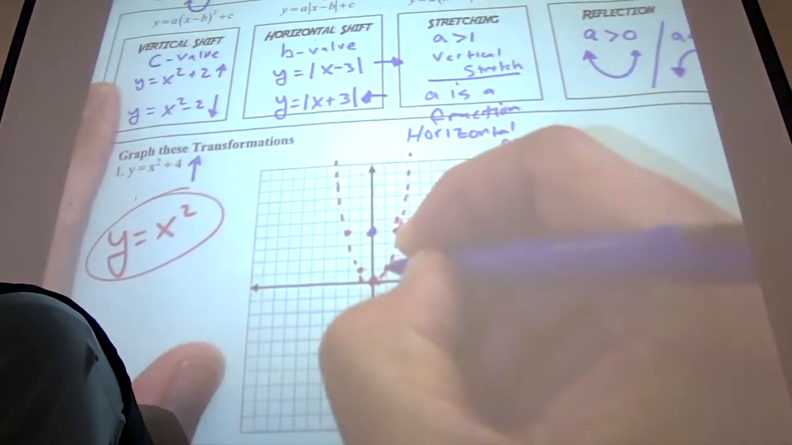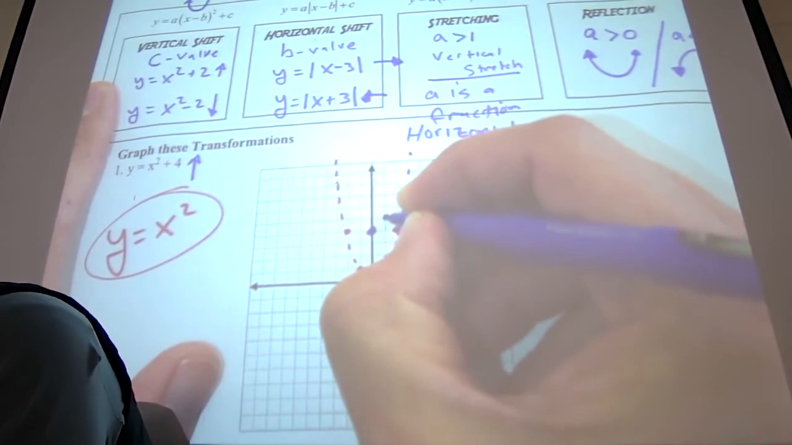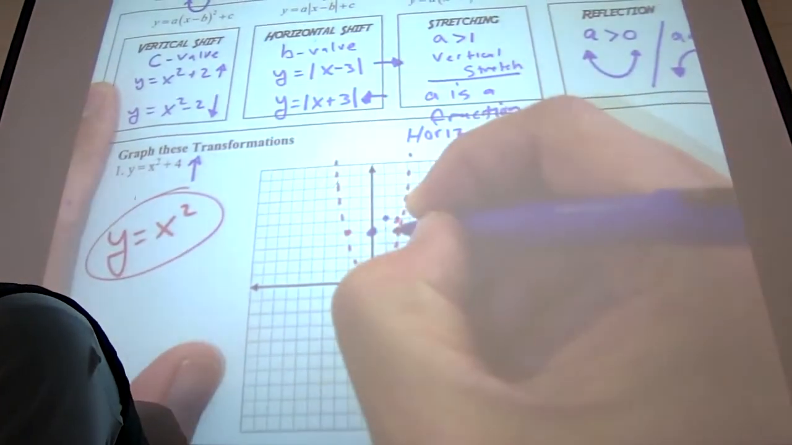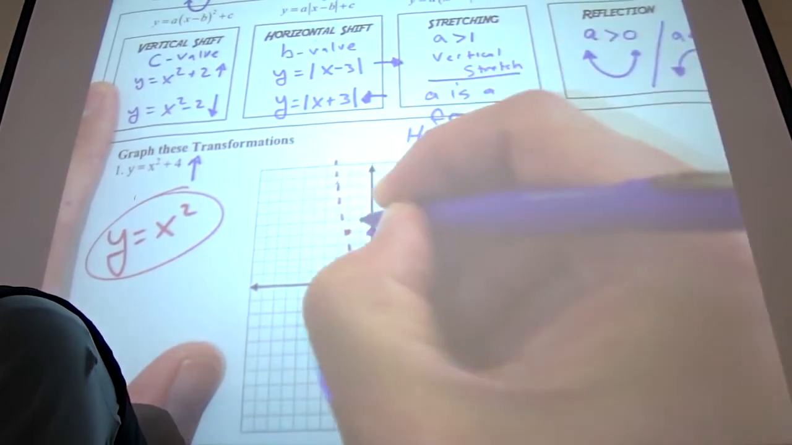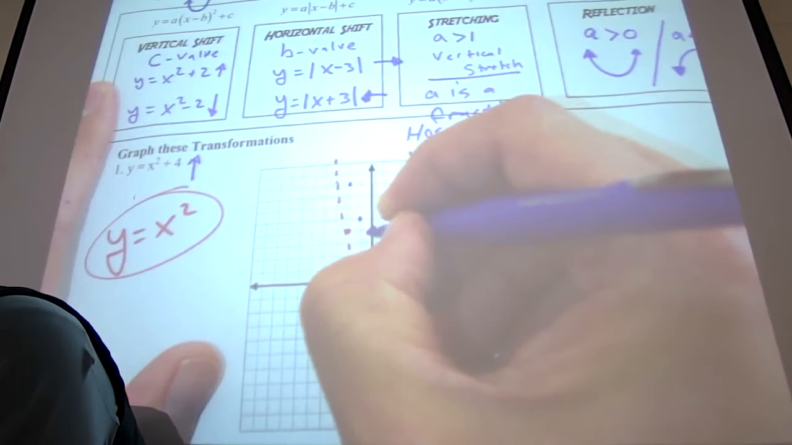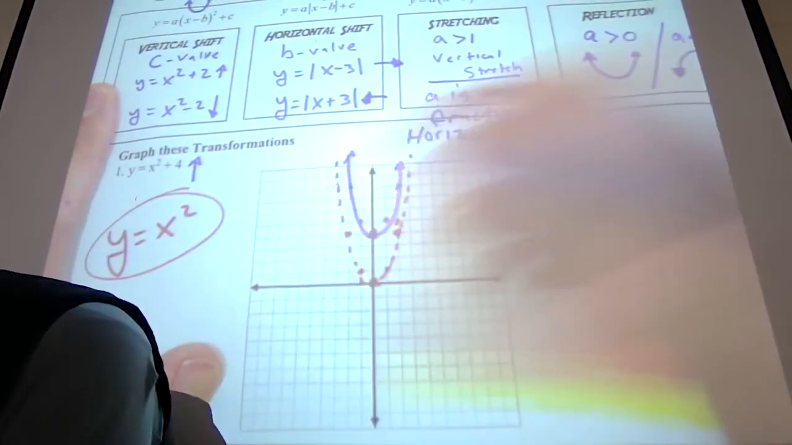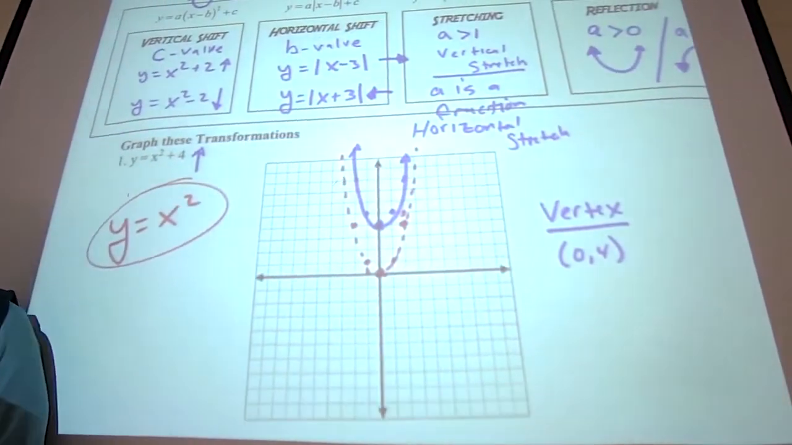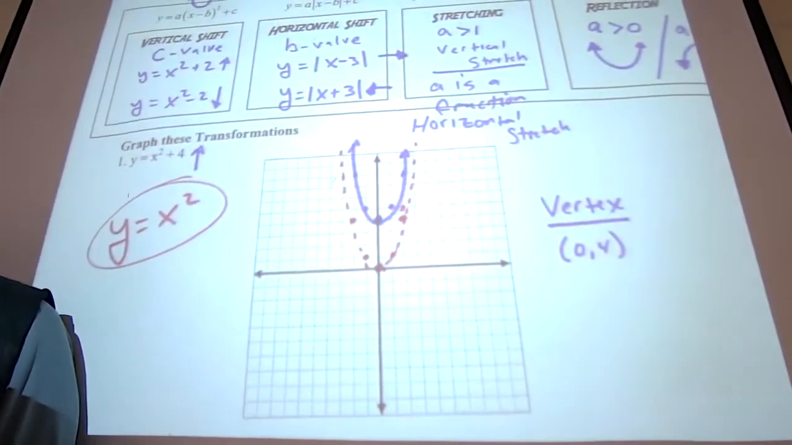This guy right here at 1, 1, I count up 1, 2, 3, 4. This one right here, count up 1, 2, 3, 4. And everything gets shifted up 4 units. And that's my new graph. Okay? You don't have to do the parent function. It just helps you visualize what's going on. So this whole graph got shifted up 4 units.